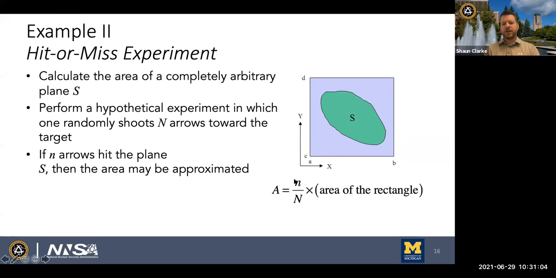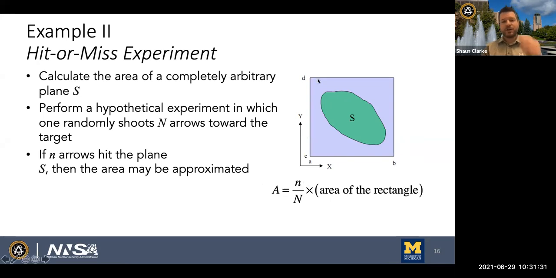And you can do that by just taking the ratio. So lowercase n would be the number of arrows that hit the surface S. Big N would be the number of arrows that were thrown in total, times the area of the rectangle, which is easily computable, B minus A times D minus C. That ratio times the area of the rectangle would produce the surface area A, the area of surface S.